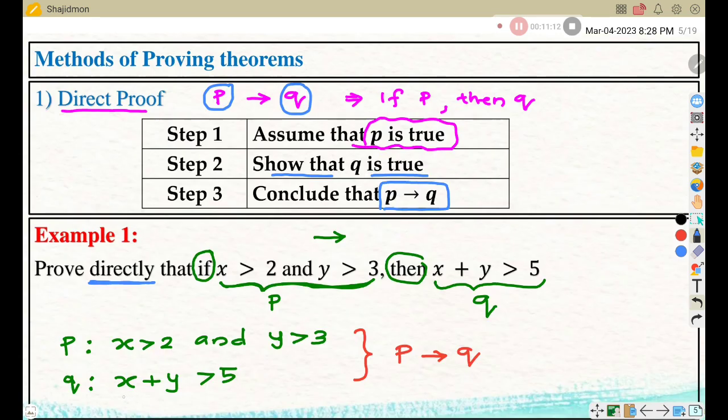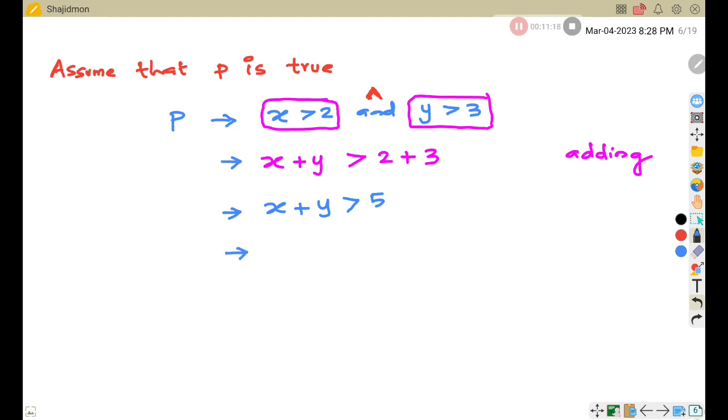What is actually x plus y greater than 5? It is the Q statement. That means Q is true. That is the meaning, correct? X plus y greater than 5 means that Q is also true. So we started from P, and we got P implies Q. That means when P is true, Q is also true, okay? That means our statement is true. This is the proof of our statement. That means x greater than 2 and y greater than 3, x plus y is also greater than 5. So this is the proof of this statement.